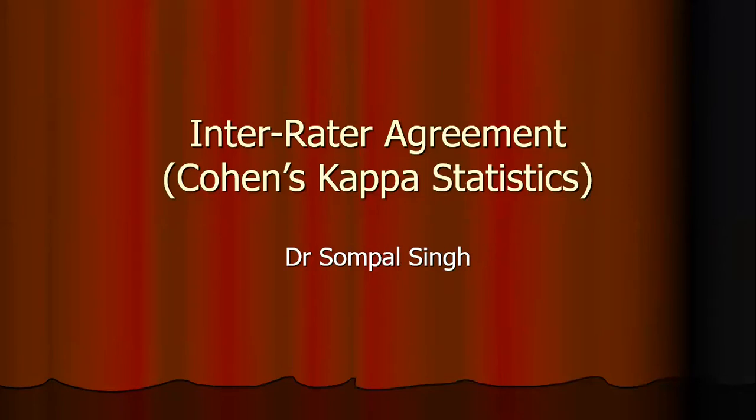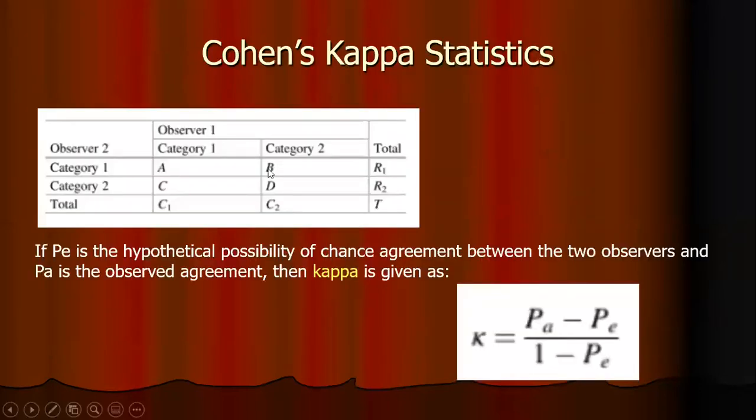Now we come on to inter-rater agreement. Inter-rater agreement, or Cohen's kappa statistics, is used to analyze the observations of two observers. For example, in this table, observer 2, the second observer, classifies the entities into category 1 and category 2, whereas observer 1 classifies the entities into category 1 and category 2, and we can plot a 2 by 2 table.